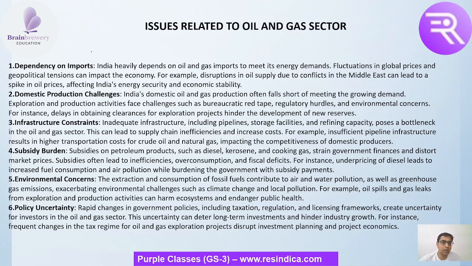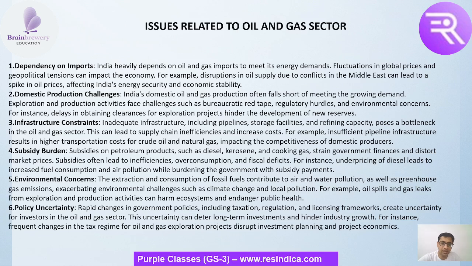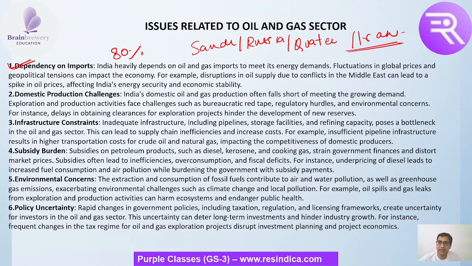Now we are coming to the oil sector. We will now be discussing the oil sector. What is the issue related to the oil sector? Obviously we have a heavy dependency, around 80%, on foreign countries, whether it is Saudi, Russia, Qatar, Iran, and various other countries. So whenever there is any slight fluctuation in prices, automatically it creates a lot of geopolitical tension, because it leads to disruption of the oil supply.